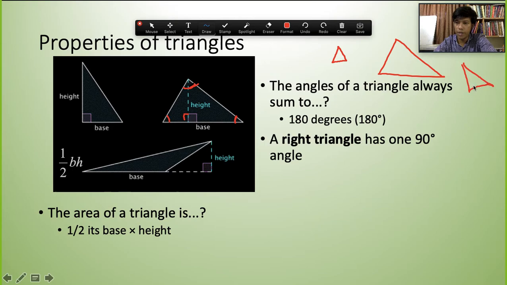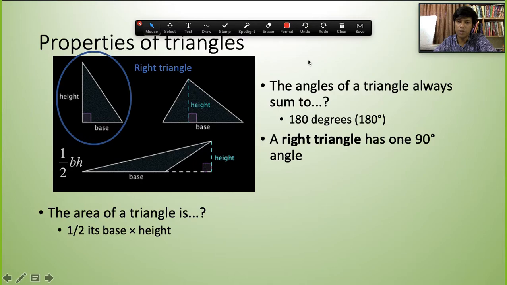Always sum of all angles. This line has to be perfectly straight, not curved. Then it will always be 180. So the angles inside a triangle always sum to 180 degrees.